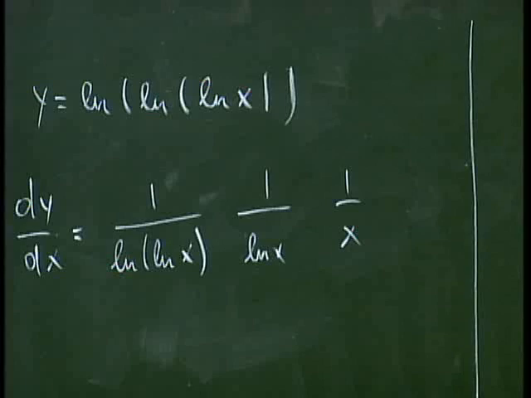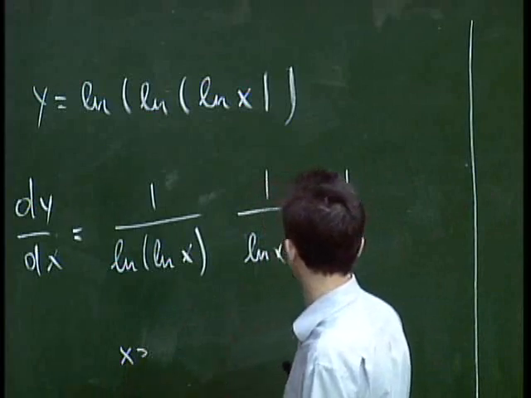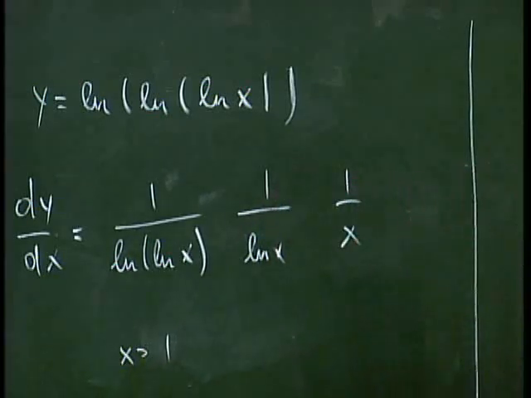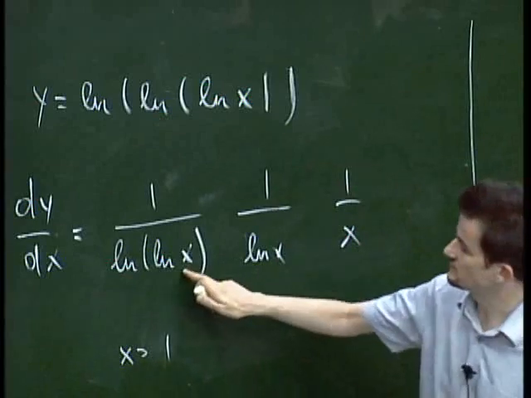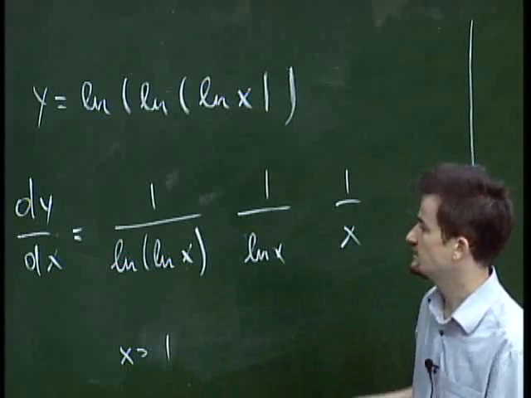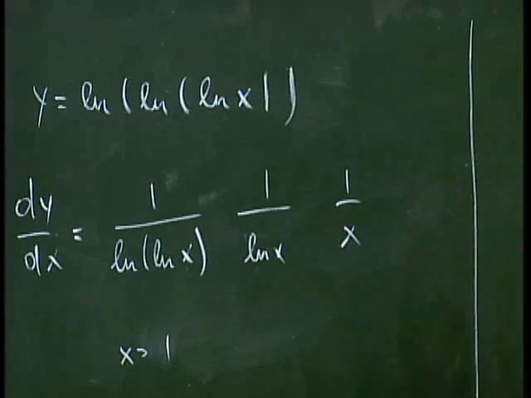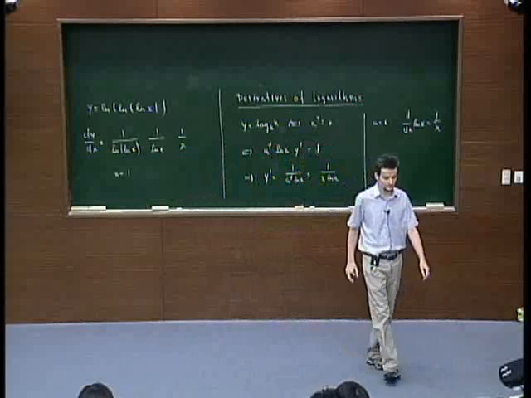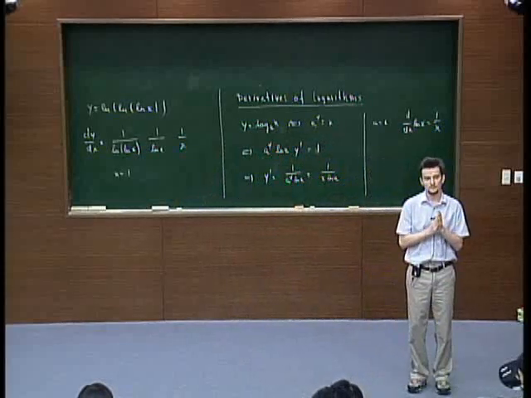So you see also that the derivative is just defined when x is larger than 1. You have to be careful here. This has to be positive, so this has to be larger than 0, so x has to be larger than 1. And you have similar examples if you have more complicated functions involving logarithms. So next time we will do some more examples, and then we will also look at the derivatives of inverse hyperbolic functions.